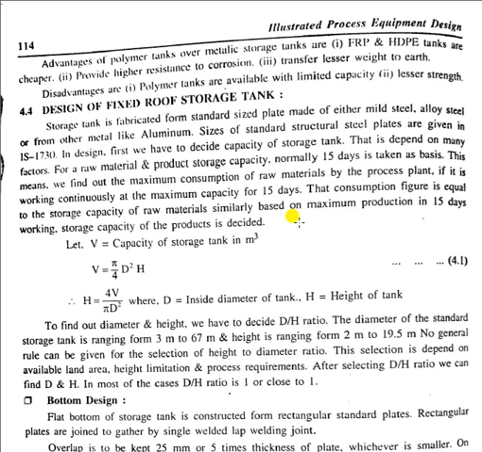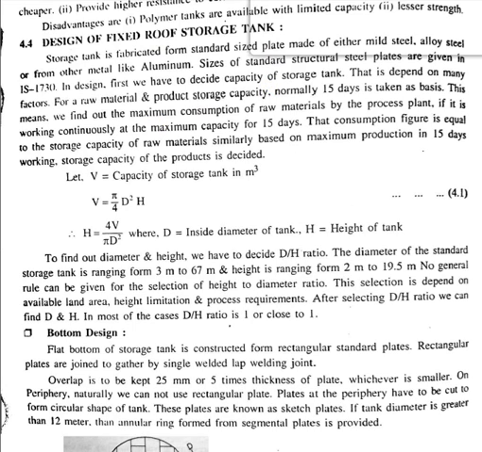In the Process Equipment Design 2 subject, we are discussing storage tank design. We discuss the design of a fixed roof storage tank, in which we discuss the equation for the volume, that means the required capacity V. So this equation we already found.